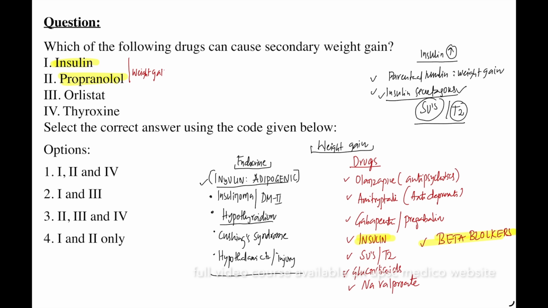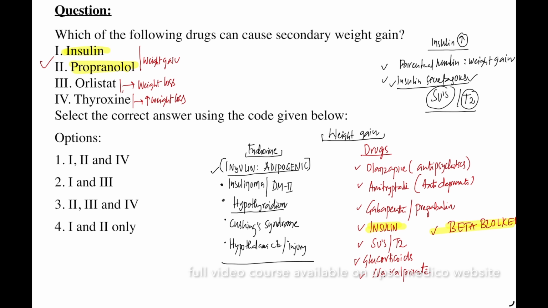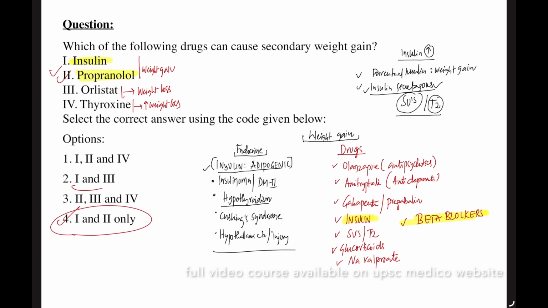Whereas Orlistat is actually used as a drug for weight loss. It's a weight loss drug, Orlistat. Similarly, thyroxine excess leads to weight loss. So the correct answer here is option 1 and 2. Okay, 1 and 2. So option 4 is the correct answer. Your take home is the secondary causes of weight gain, an expected question in the future.